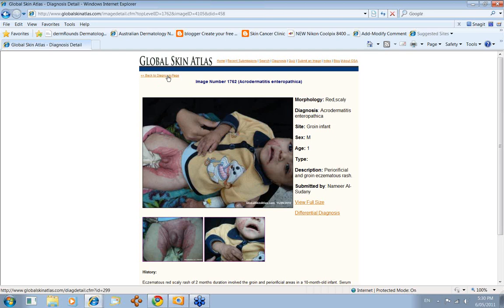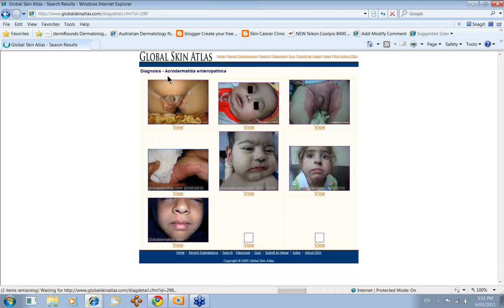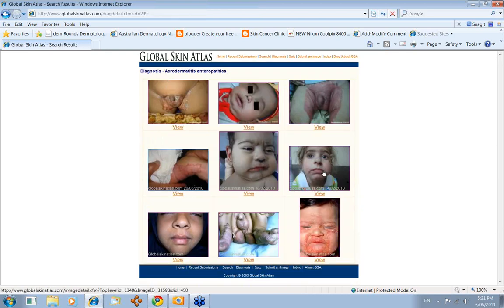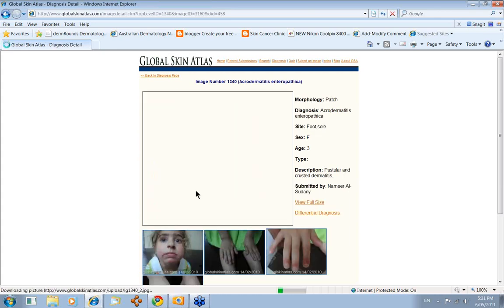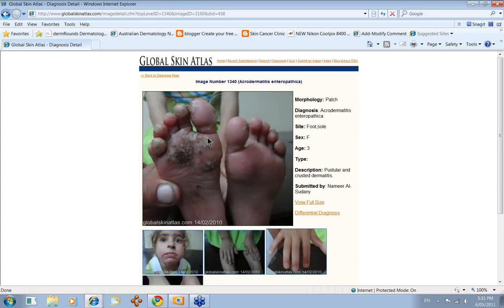It can be inherited as an autosomal recessive disorder as well, but as I say, usually in preterm infants, premature infants. But then sometimes it can be a little bit later before it presents, and it can present, say, as a 3-year-old like this. But again, still a similar pattern, a perioral rash, a rash on the feet with peeling, looks like a bad dermatitis there.